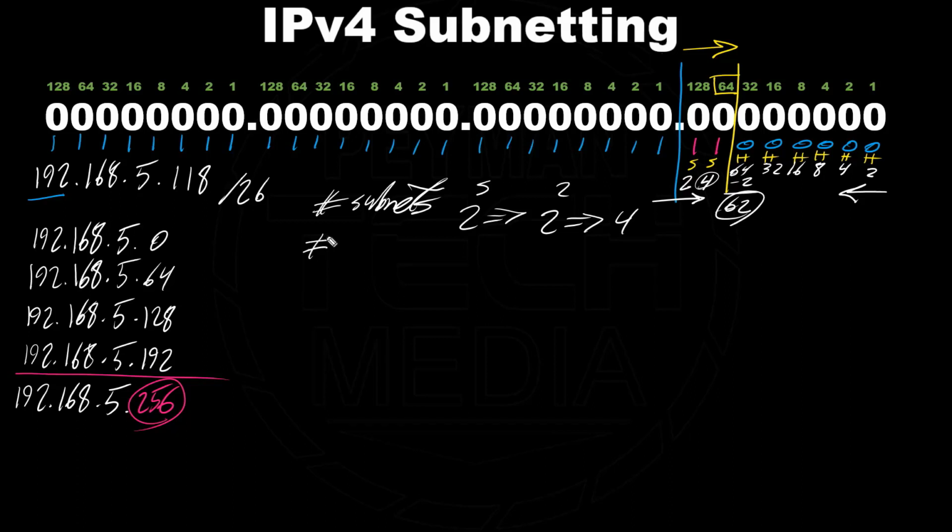Let's talk about this formula. The number of hosts is 2 to the power of host bits minus 2. How many host bits? 1, 2, 3, 4, 5, 6 host bits.